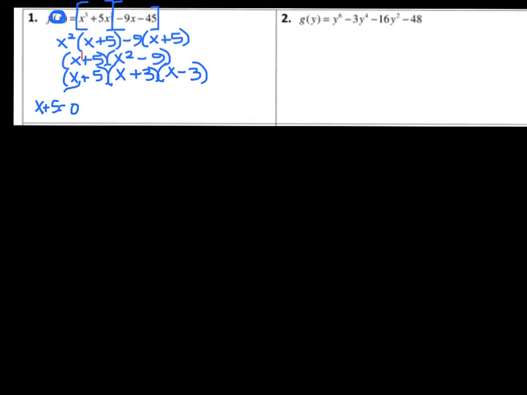That's going to give me -5. I'm going to set this one equal to 0. That gives me a -3. And I'm going to set this one equal to 0.